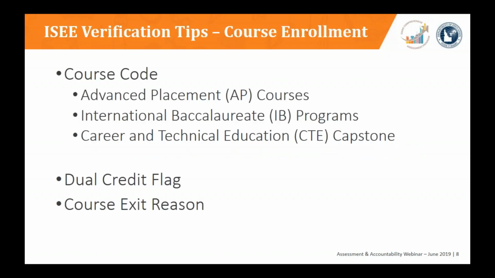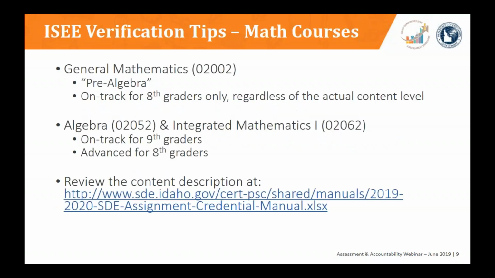Thanks, Kevin. The College and Career Readiness Indicator in our accountability system depends on the IC course enrollment file. There is no appeal window for this indicator, so it is imperative that you work closely with your IC coordinator to verify the data. This would include the dual credit flag and the course exit reason and course codes for advanced placement courses, IB or International Baccalaureate, and Career Technical Education capstone courses.